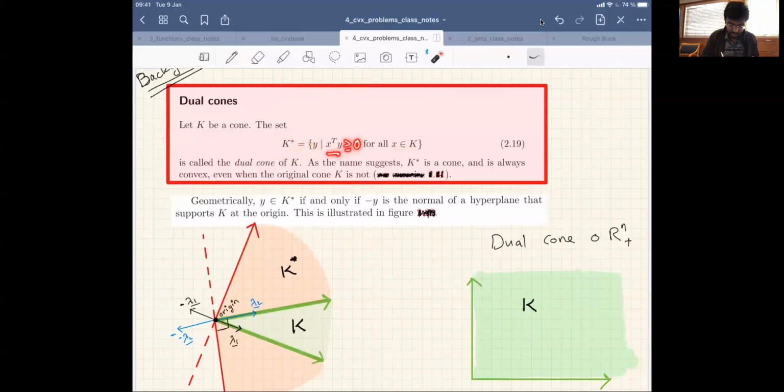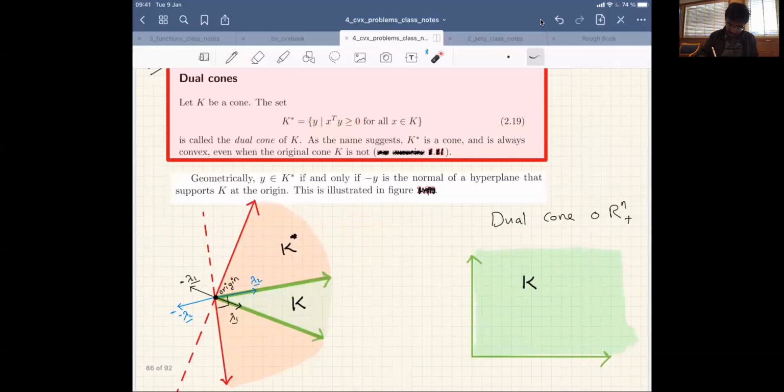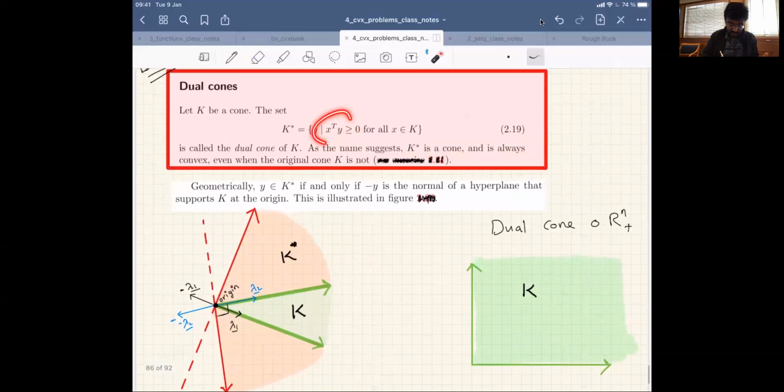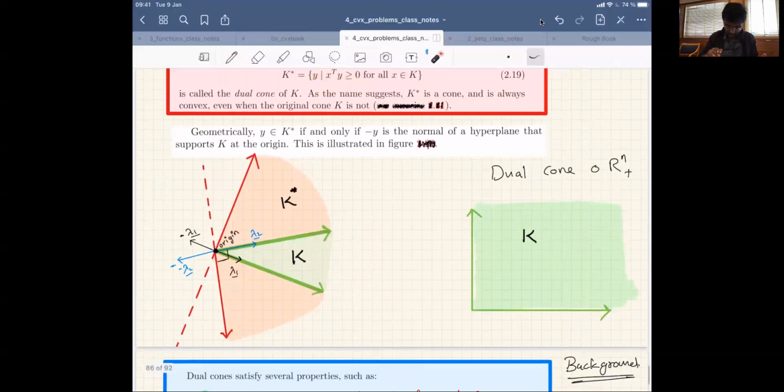If that inner product is greater than or equal to 0, in that case, the y is an element of the dual cone. Okay, so collect all those y's and you will get the dual cone. That's the dual cone. And an interesting fact is the dual cone is always convex, even though K is not. You can prove this from the definition itself because this is just an affine function. You can prove that easily.